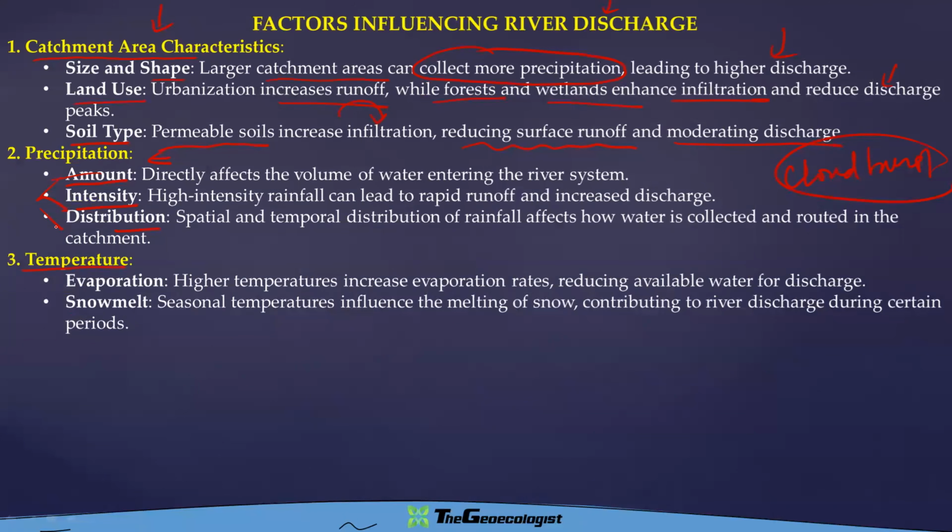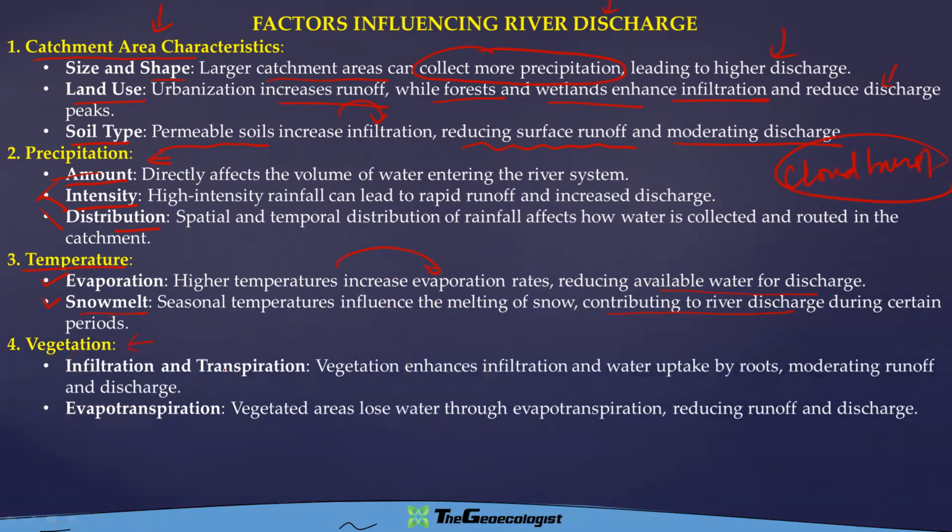Then temperature. Global warming is happening, as you know. Evaporation and snow melting are two important things for looking into the discharge factor of a river. Higher temperatures increase evaporation rates, reducing available water for discharge, while snow melting is high at the same time. If you see rivers originating from snow, like Himalayan rivers mostly, river discharge is very high during certain time periods. Then you have vegetation. Infiltration and transpiration are affected by vegetation. It enhances infiltration and water uptake by roots, moderating runoff and discharge as well. While evapotranspiration, if you remember, vegetated areas lose water through evapotranspiration, reducing runoff and discharge as well.